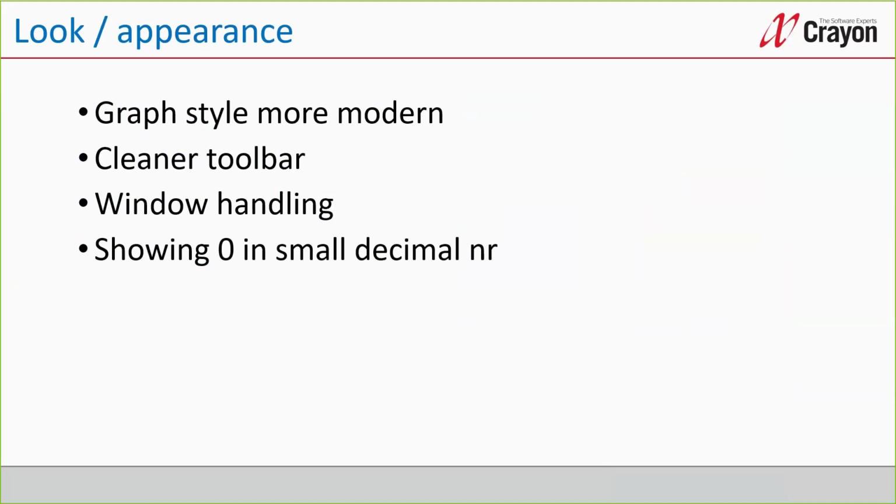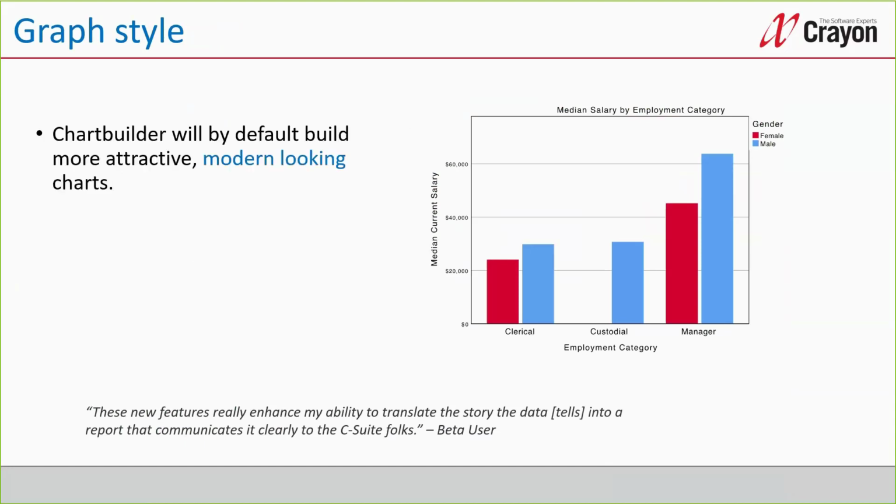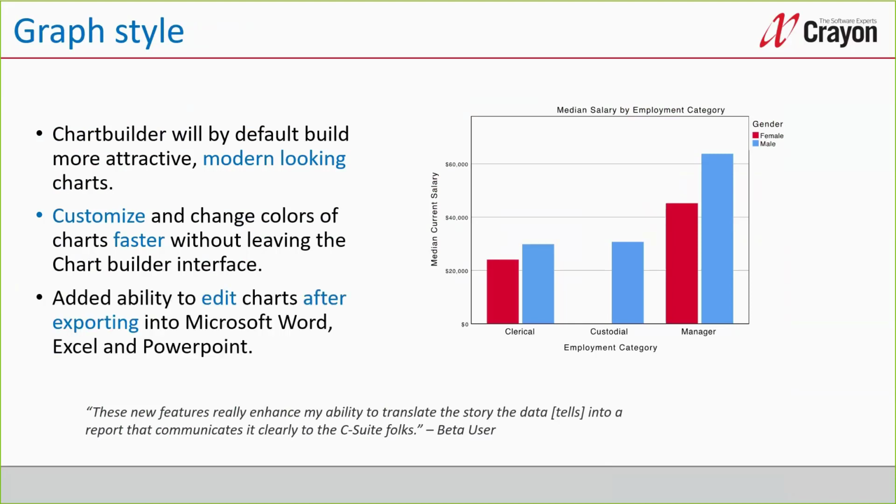So we start with the first one, the graph style. And as you can see, it's more clean looking. It's because the black lines around the bars are gone. It looks more modern. And now you can also change the color already in the dialog box. And if you bring the chart to Microsoft, you can edit it directly in Microsoft. And I will show that in an example later.